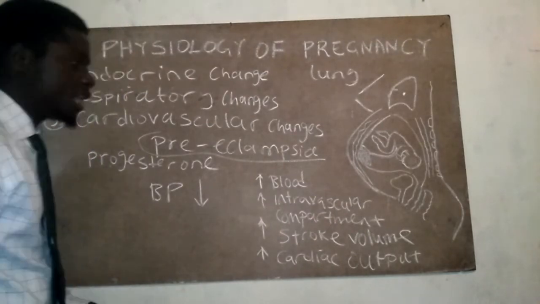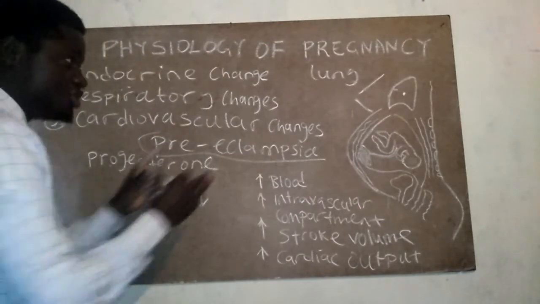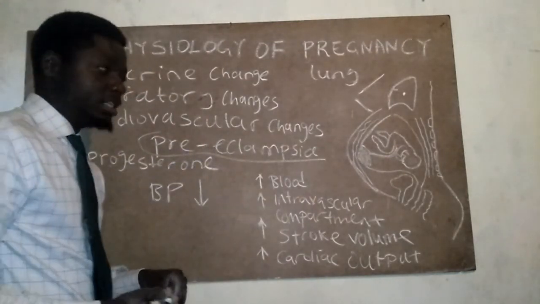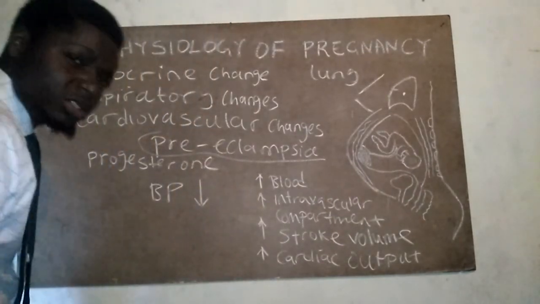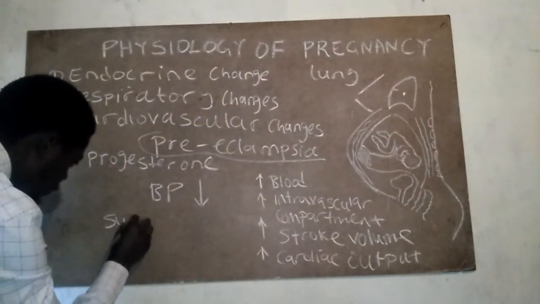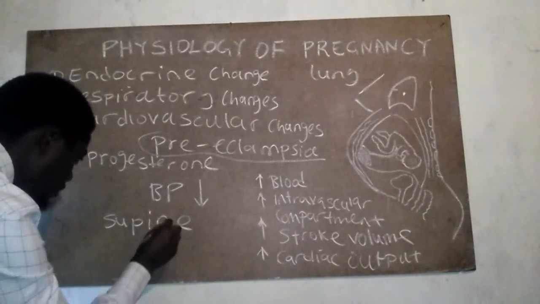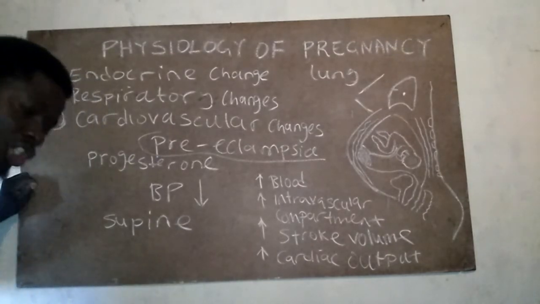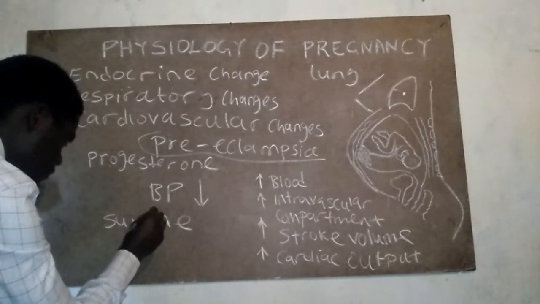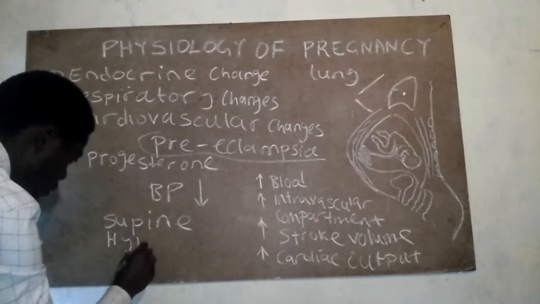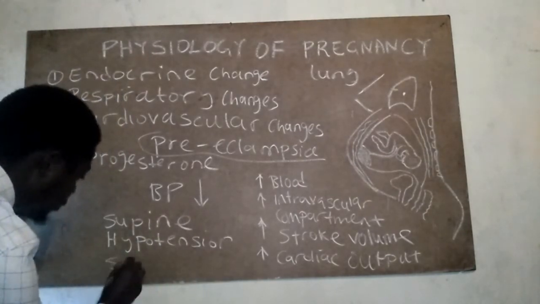And the other thing to consider in the cardiovascular changes in maternity is the inferior vena cava. So for example, there is a condition known as supine hypotension syndrome.